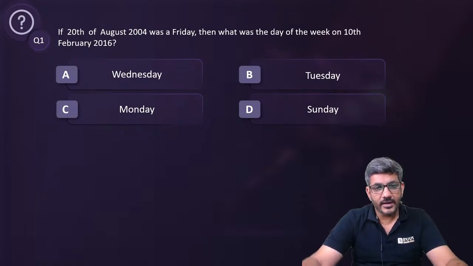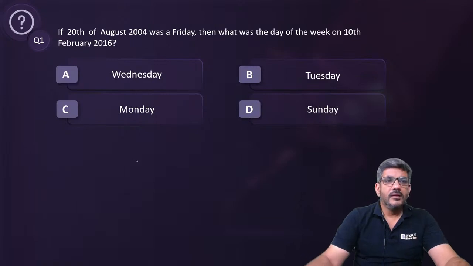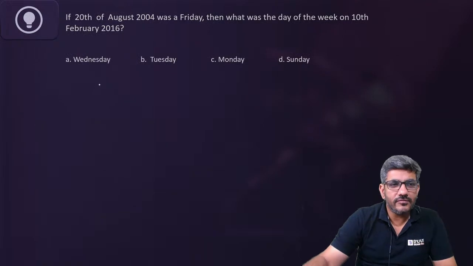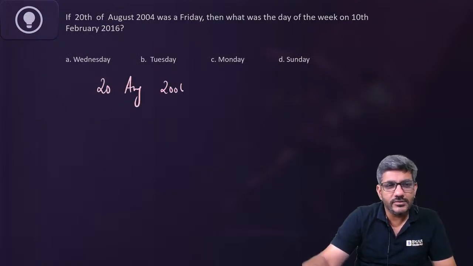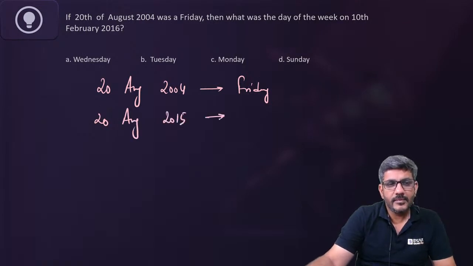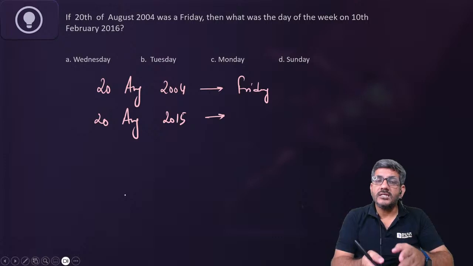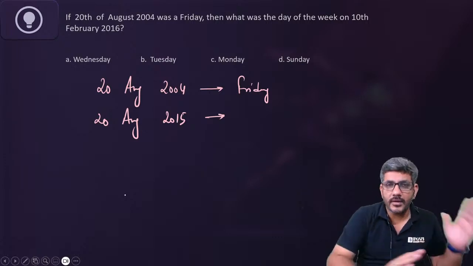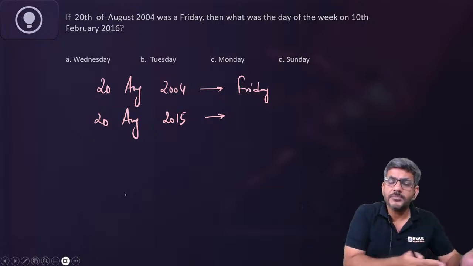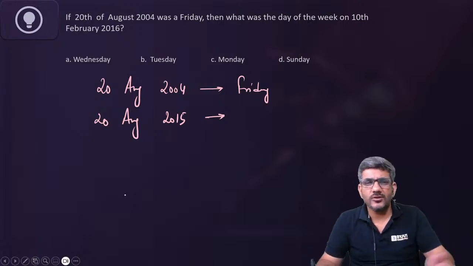So let's start doing it now. करना शुरू करते हैं. 20th of August 2004 was a Friday. What was the day of the week on 10th of February 2016? So first of all, if 20th of August 2004 was a Friday, let's make the date same. तो पहले मैं 20th of August 2015 निकाल लेता. ठीक है? The 20th of August that appeared before 10th of February 2016. Of course आप 20th of August 2016 निकाल के वापस भी जा सकते हैं. मुझे बेहतर ये लगता है तो मैं ये कर रहा हूं.